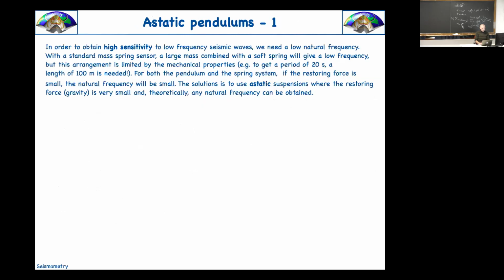And the problem is that we would like to measure relatively long periods. How much? Well, let's say 10, 20, 30, 100 seconds. Those are the periods for, let's say, global seismology. Now, 20 seconds. Oh, if you use a mass in a spring or a pendulum to get tenths of a second, you would need 100 meters.